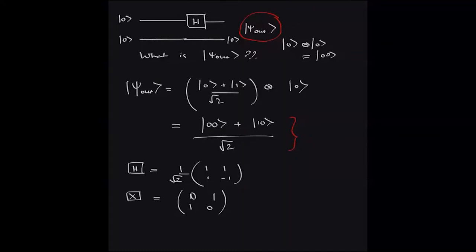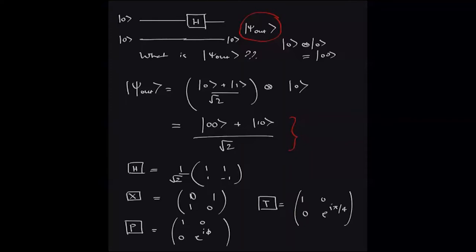Let's write it as P. So P is a phase gate, and the representation is something like this: 1, 0, 0, e to the power i phi. And then we have the T gate, which is 1, 0, 0, e to the power i pi by 4, I think. Yes. So these are different gates.